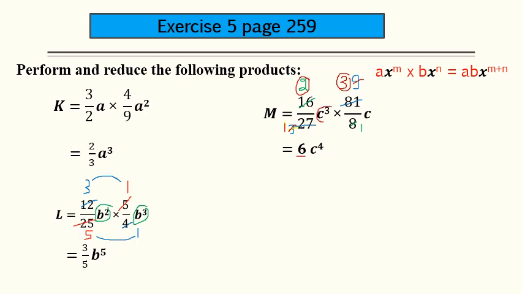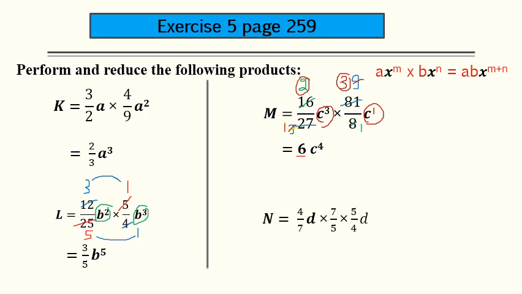Now what about c cubed and c? To multiply them, we have the same base, different powers, so I just add the powers or the exponents. Here we have c, it means c to the power 1. 3 plus 1 is 4, so the final answer of m is 6c to the power 4. It's easy, but you have to concentrate well.